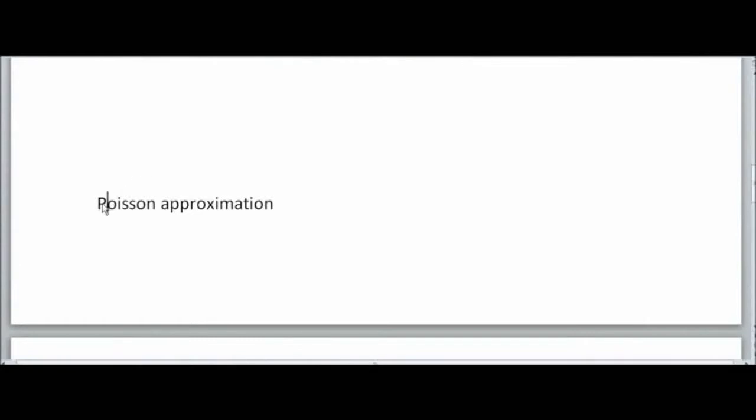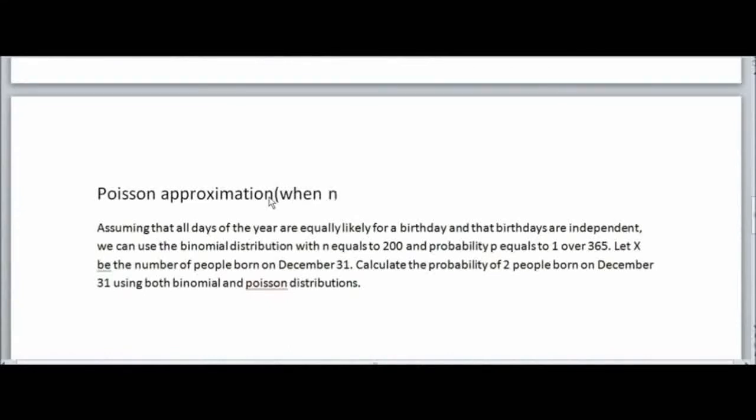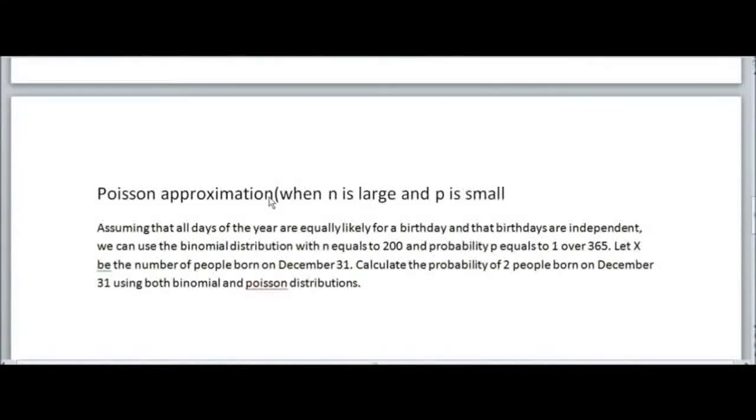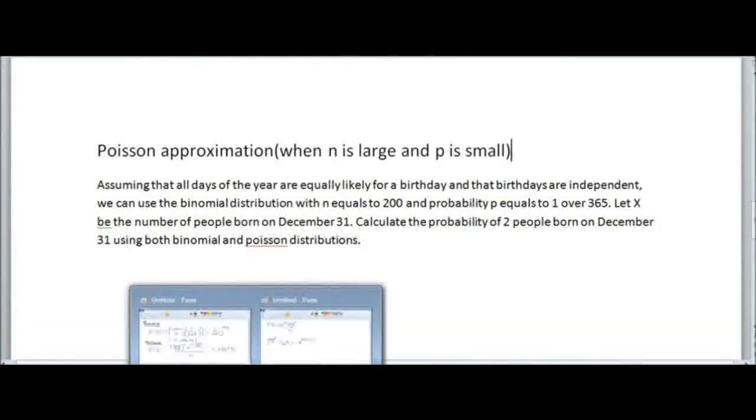Note that we can use the Poisson distribution with mu equals np as a close approximation to the binomial distribution when n is large and probability p is small. Let's look at an example to demonstrate this. Assuming that all days of the year are equally likely for a birthday and that birthdays are independent, we can use the binomial distribution with n equals 200 and probability p equals 1 over 365. Let X be the number of people born on December 31. Calculate the probability of 2 people born on December 31 using both binomial and Poisson distributions.